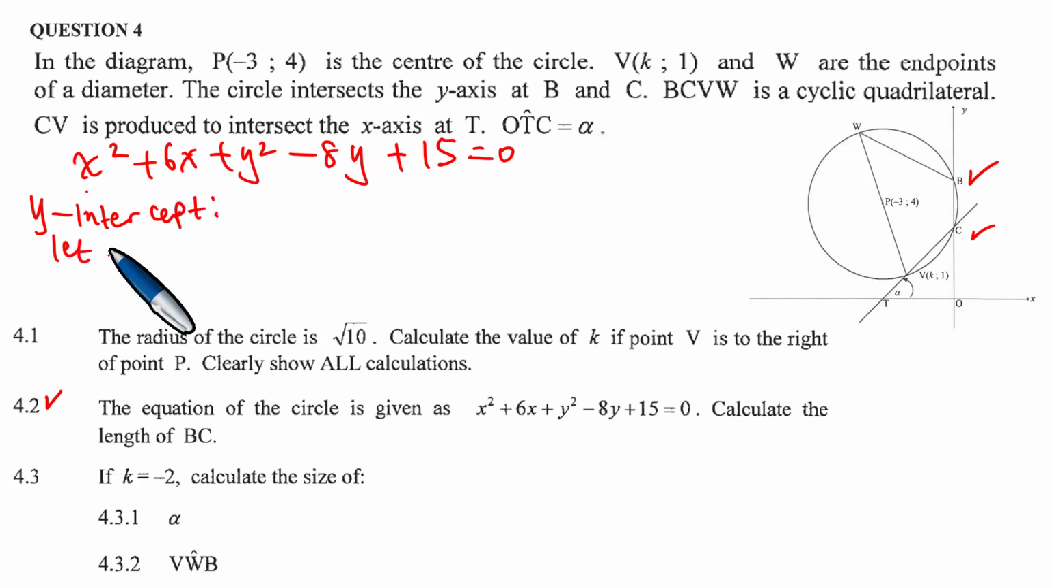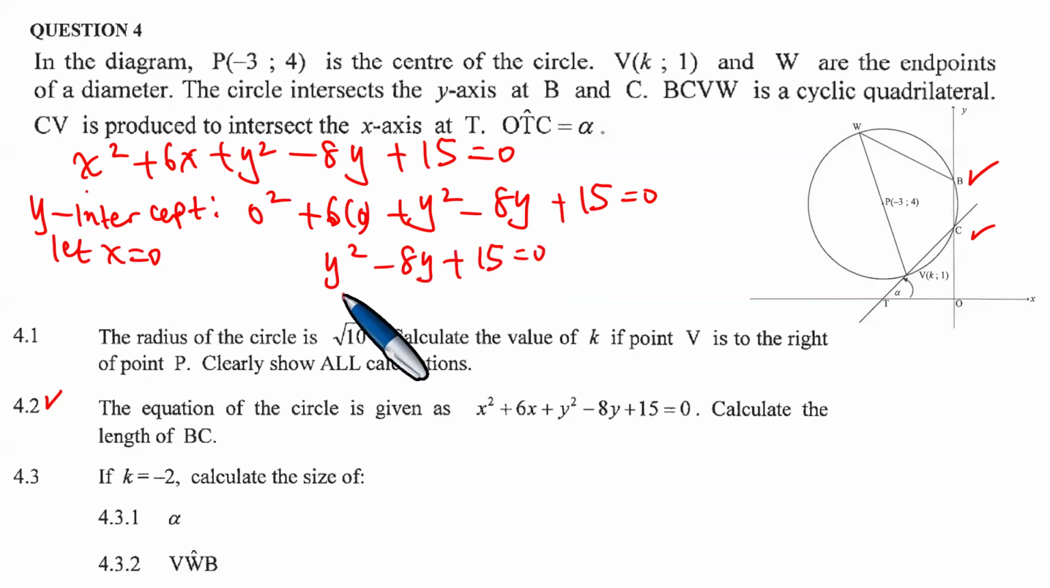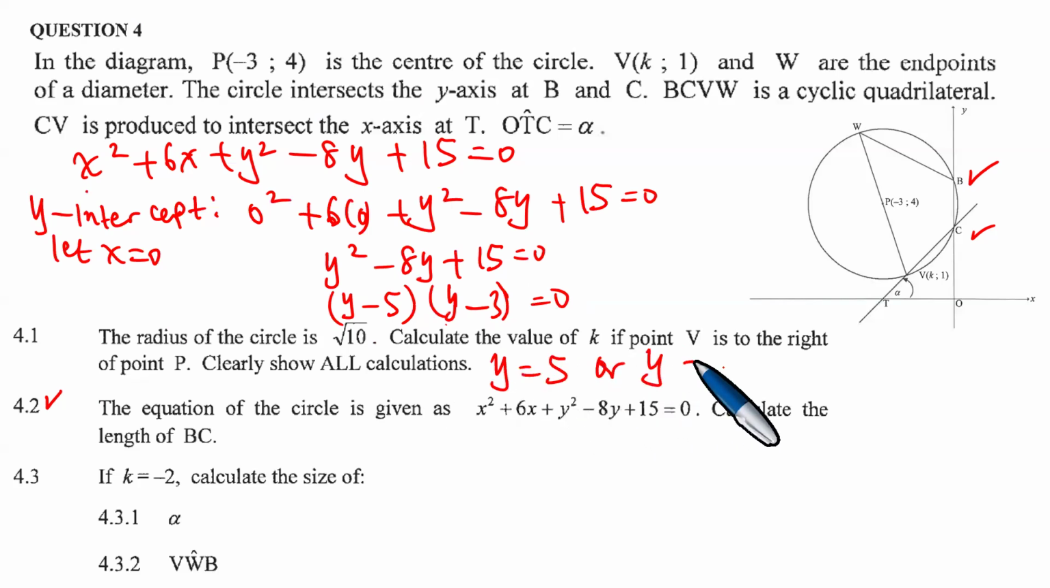Right, so to find the y-intercept, you let x be 0. So you have 0 squared plus 6 times 0, plus y squared minus 8y plus 15 equals 0. This is y squared minus 8y plus 15 equals 0. And this is (y minus 5)(y minus 3) equals 0. y is 5 and y is 3.